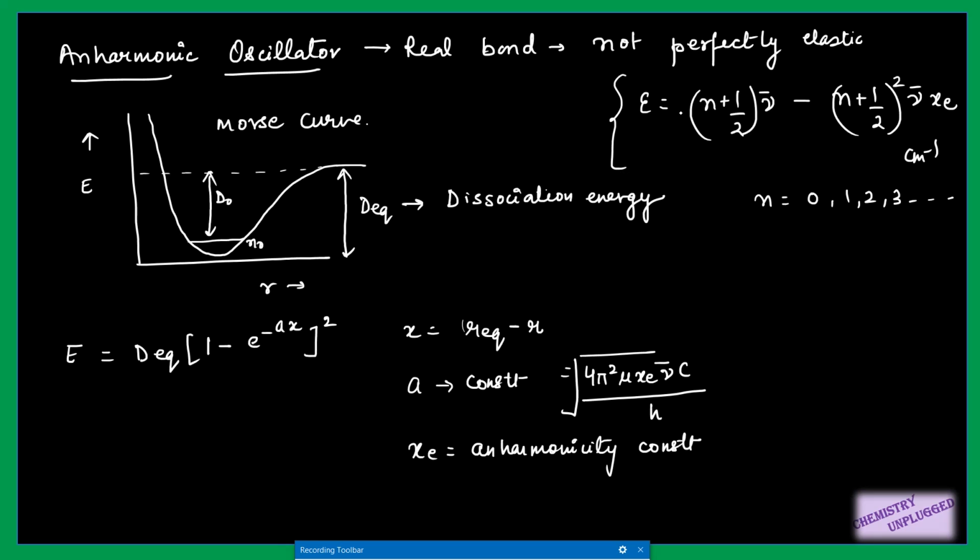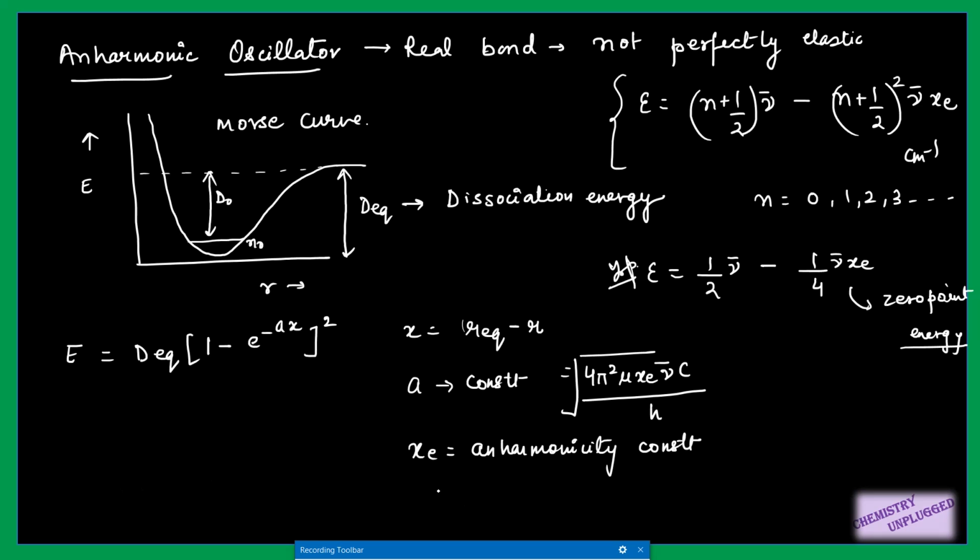So you have to memorize this formula where n can have values 0, 1, 2, 3 and so on. The zero point energy can be calculated from here, and when I place the value of n equal to 0, it will become 1 by 2 nu bar minus 1 by 4 nu bar xe. This is called the zero point energy, and this is important, right? You should know what is the zero point energy of the harmonic oscillator and of the anharmonic oscillator, right?